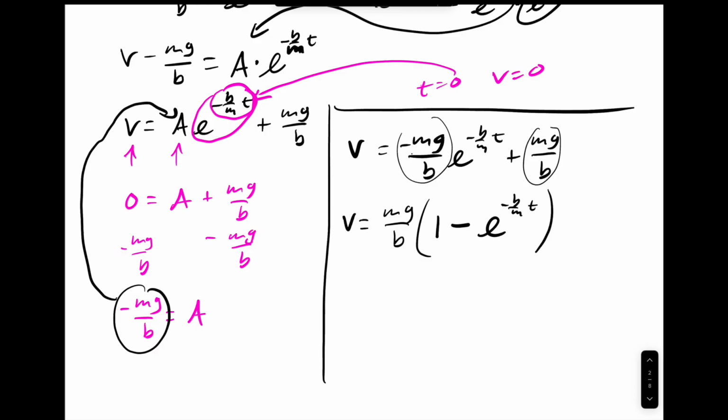And if you let t be like a large number of seconds, you let this fall for a while, that means this exponent is going to become a very big negative number. And then e to a very big negative number is a very small number close to 0. So this whole thing, as time goes on, approaches just 1. And you end up getting v, the terminal velocity, as it should be when it falls for a long time.